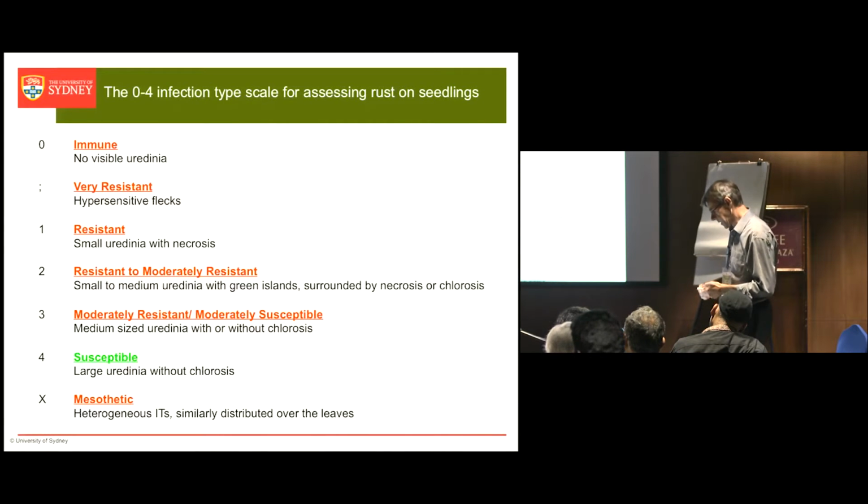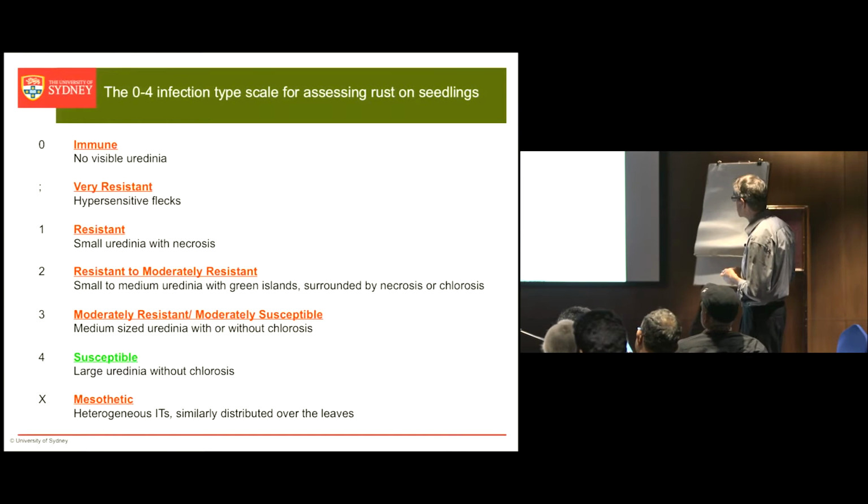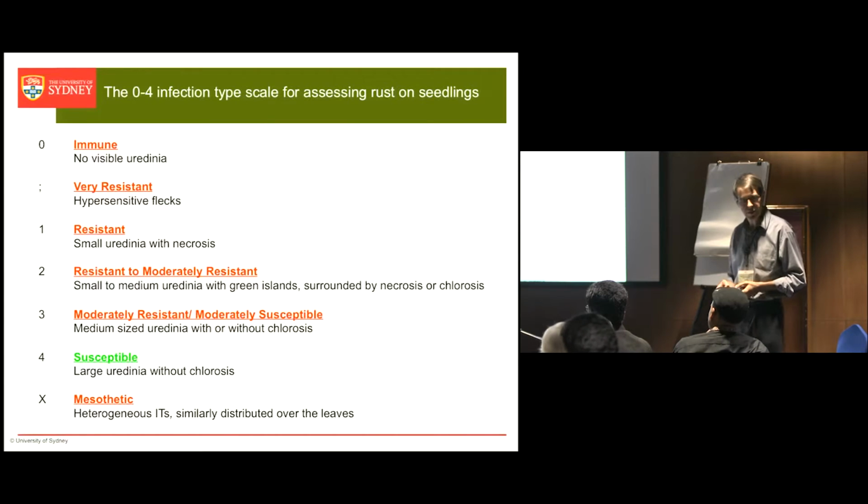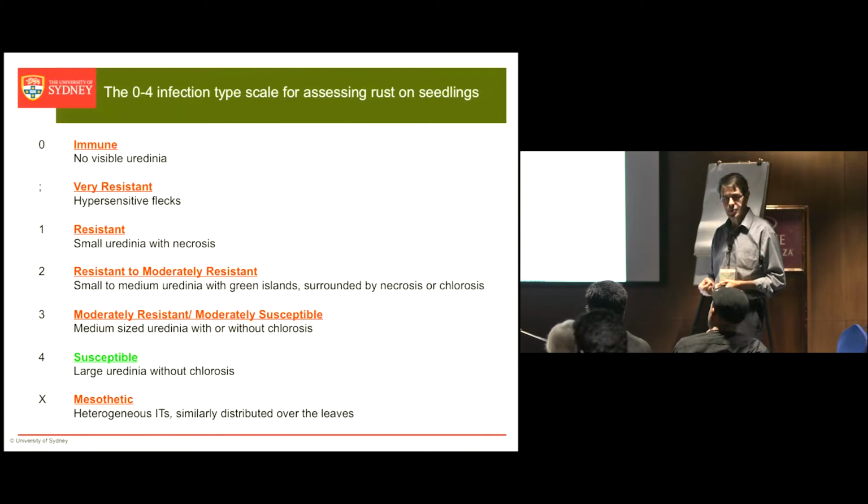Okay, and these are, as I showed before, the infection types that we use. All of these we consider to be incompatibility, including the mesothetic. It's number 4 where we get susceptibility or compatibility, right? When we see any one of these, we know that there is at least one gene for avirulence in the pathogen matching one gene for resistance in the host. That's what the first law of genetics of host pathogen interactions allows us to do, by using the gene for gene hypothesis.